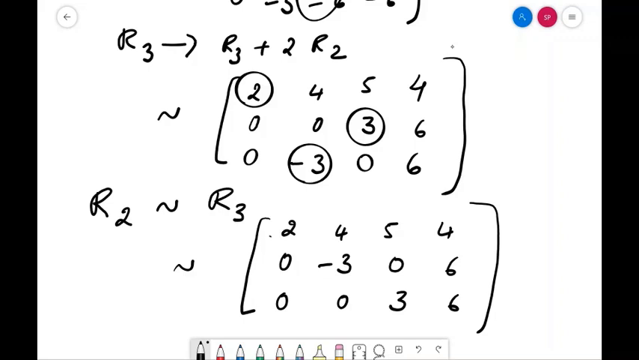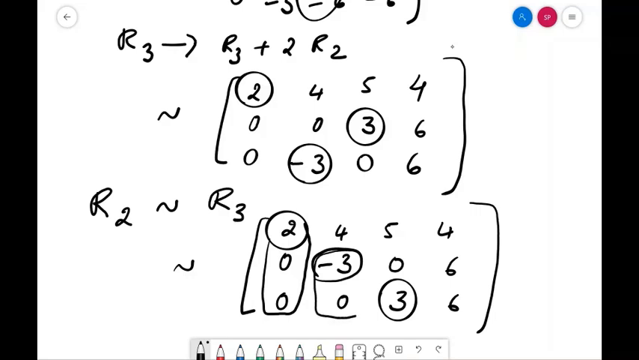So now let me check. In the first row, this is the pivot entry, in the second row, this is the pivot entry, and in the third row, this is the pivot entry. And you can observe the first pivot entry is 2, and in its column all others following that element are zeros. And the second pivot entry in the second row is minus 3, and the column elements following minus 3 are zeros. And the third row pivot entry is 3. There are no following elements in that column. So this matrix, whether it is A or B, is in echelon form.